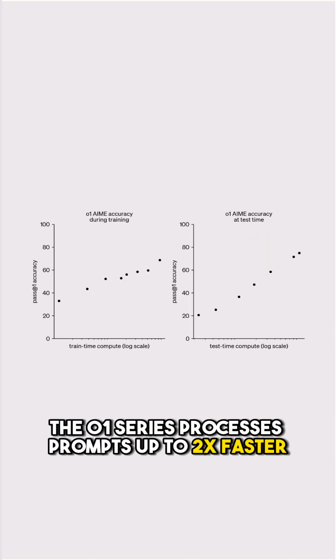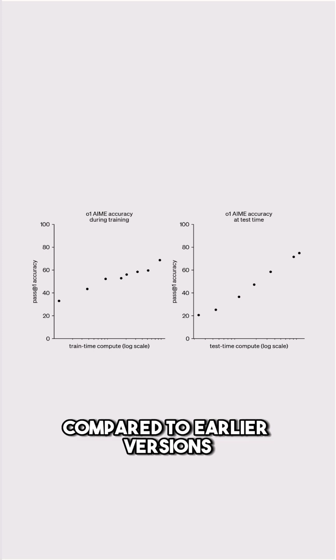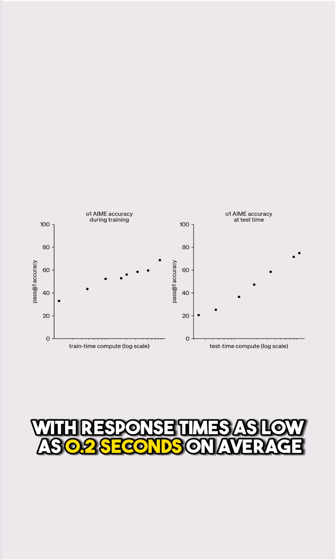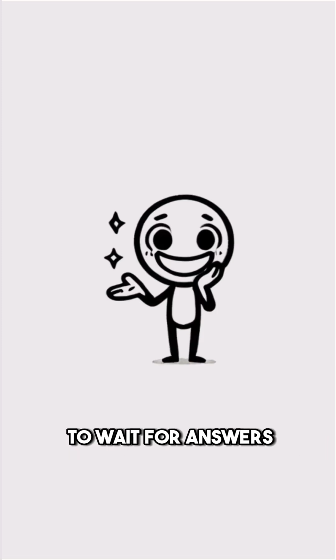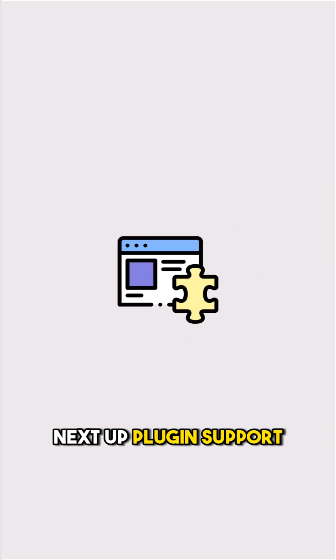The 01 series processes prompts up to 2x faster compared to earlier versions, with response times as low as 0.2 seconds on average. Perfect for when you're rushing to meet deadlines, or just don't have the patience to wait for answers. Next up, plugin support.